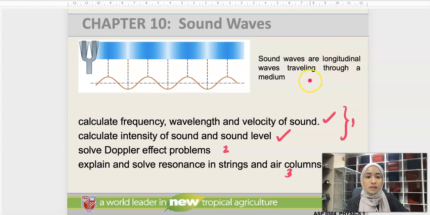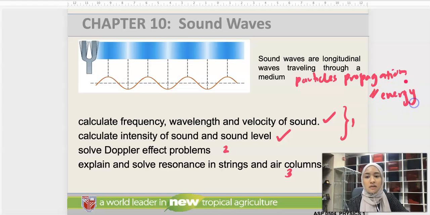So sound waves are longitudinal waves traveling through a medium. And remember, we have done this before. We have learned what longitudinal waves are. It is a type of wave where the propagation of the particles is parallel to the energy. Okay, and we have seen this with a string when we compress it and when we stretch it. So that is when you have longitudinal waves. So sound is a type of longitudinal wave, alright?